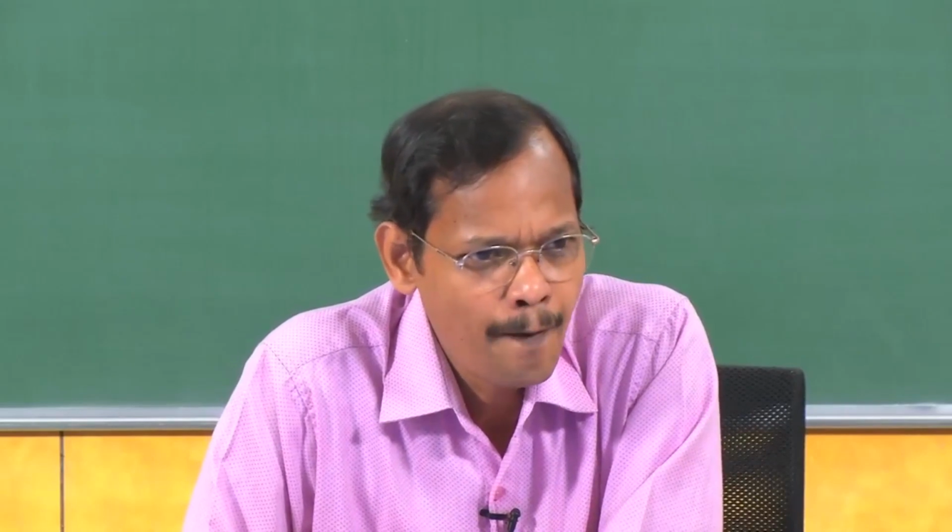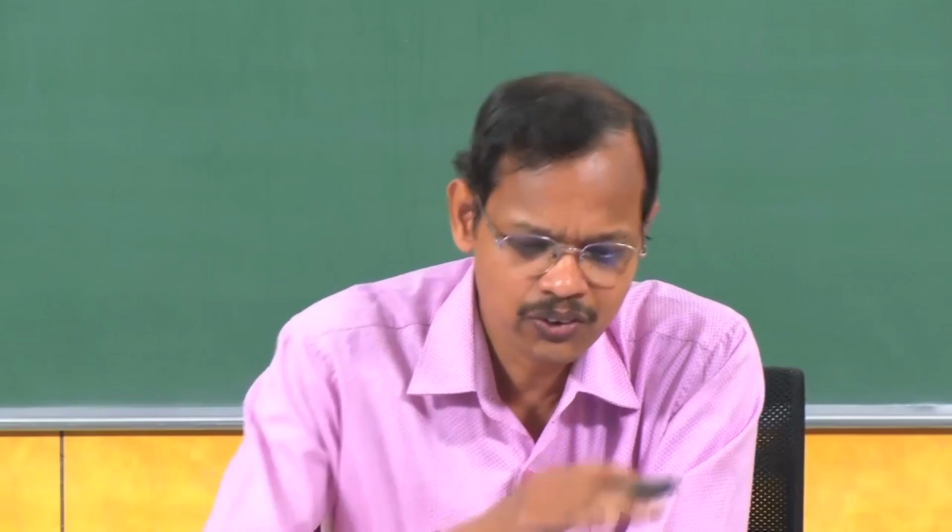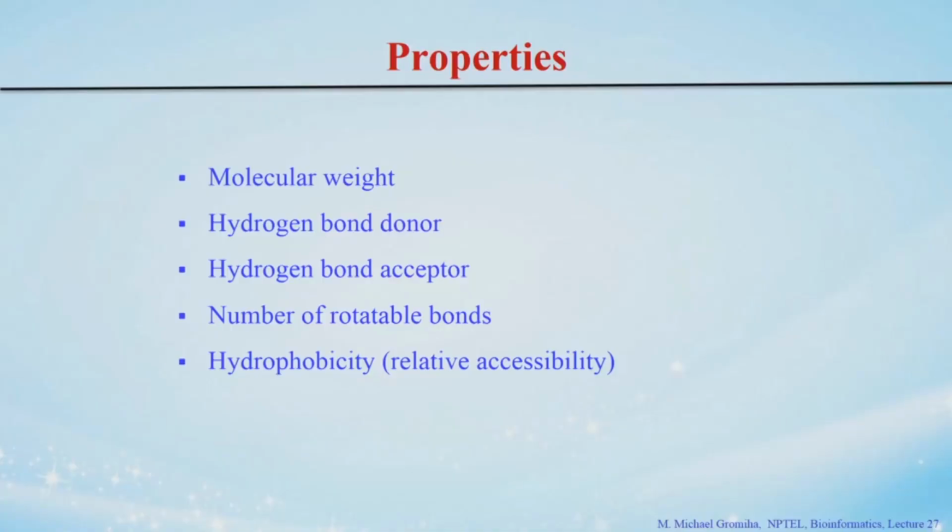Some of the important properties which we discussed, right. Last class we discussed about Lipinski's rule of 5. What is Lipinski's rule of 5? Molecular weight less than 500, hydrogen donor less than 5, hydrogen acceptor less than 10, and log P less than 5, right, the partition coefficient is less than 5. So, like this you can derive various properties, for example, molecular weight, hydrogen bond donors or acceptors, number of rotatable bonds, and the hydrophobicity.